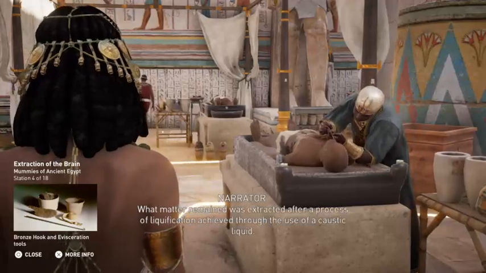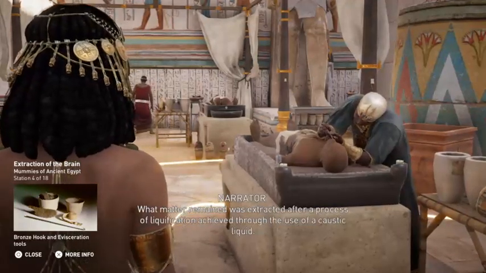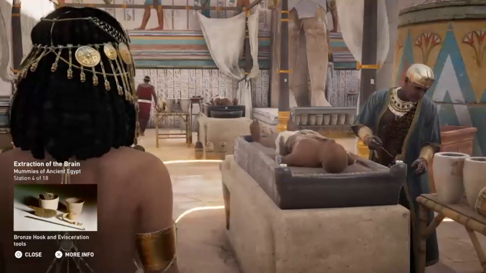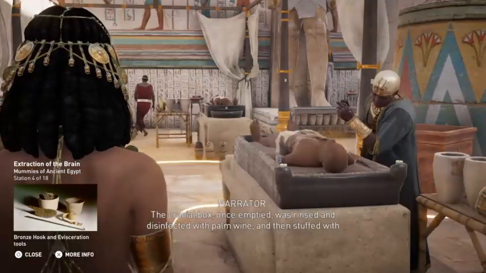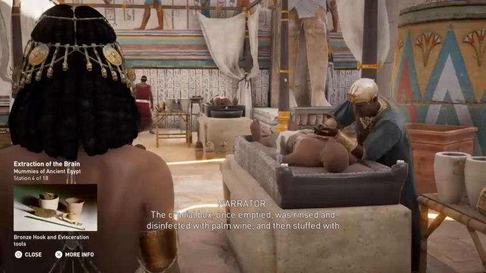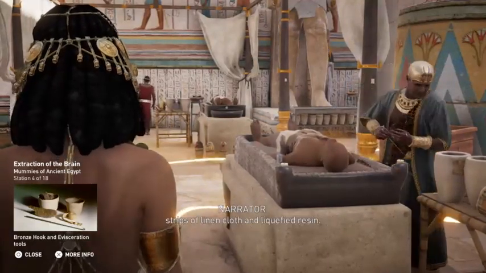What matter remained was extracted after a process of liquefaction, achieved through the use of a caustic liquid. The cranial box, once emptied, was rinsed and disinfected with palm wine, and then stuffed with strips of linen cloth and liquefied resin.